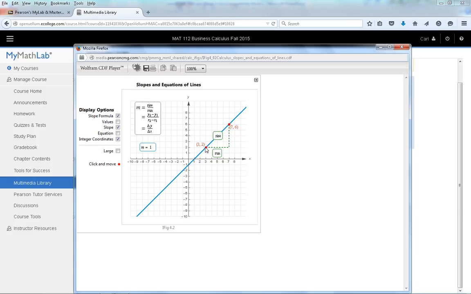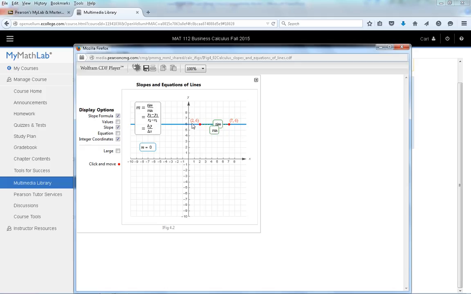What if we change to a horizontal line? Well, now what you see is that the y coordinates, 6 minus 6, let's take 7, 6 as the second point and 2, 6 as the first point this time. Well, then you have 6 minus 6 as the numerator, so that's 0. 7 minus 2, or 5, as the denominator.